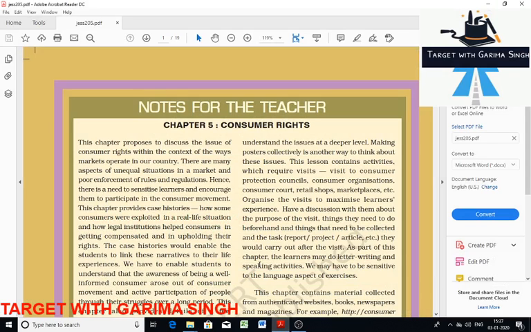Today I'm going to discuss the last chapter of Class 10 Economics NCERT, that is Consumer Rights.